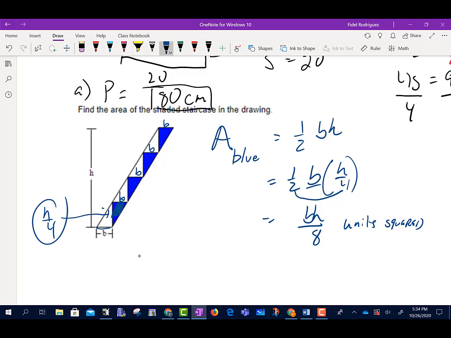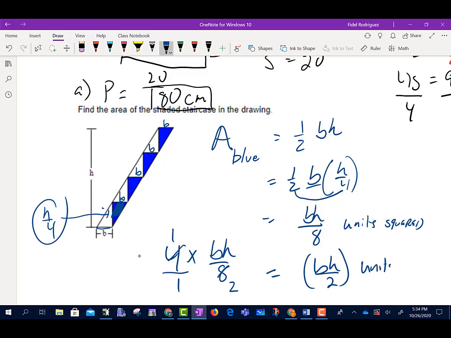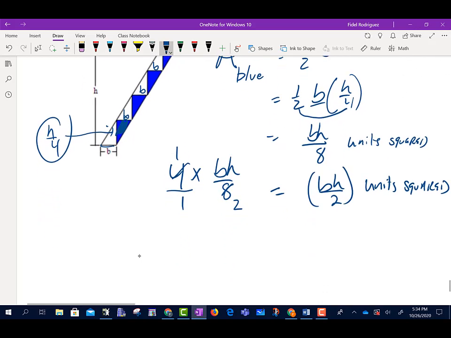How many of those triangles do we have? Well, we now have 4 of them. So I'm going to take 4 times the base times the height over 8. Think of this 4 as 4 over 1. Now, this 4 will reduce with that 8 and give me a 2. So we have base times height over 2. Again, units squared. Okay.